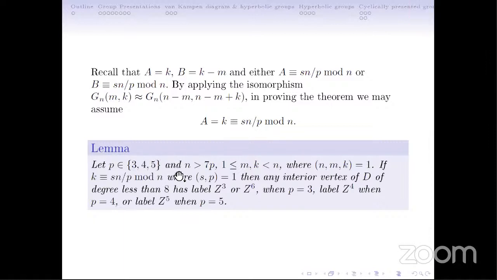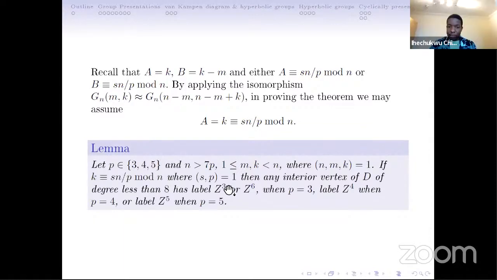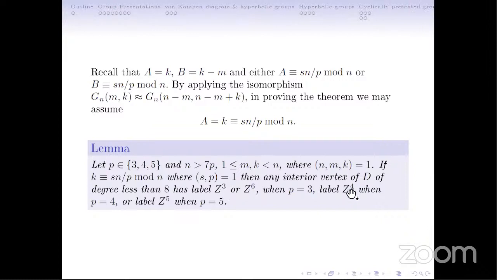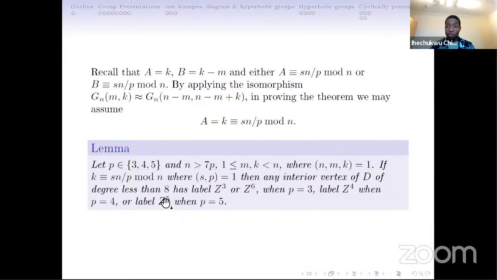And then there is a lemma here. This lemma says that if I assume that this condition holds, that n is greater than 7p, and I have a vertex of degree less than 8, then it has to have a label of this form. So it's the label, if you read around the vertex, you're going to see is Z3. So it's going to be all sinks, all sources, Z3, Z6, Z4, or Z4. This is all you can have.